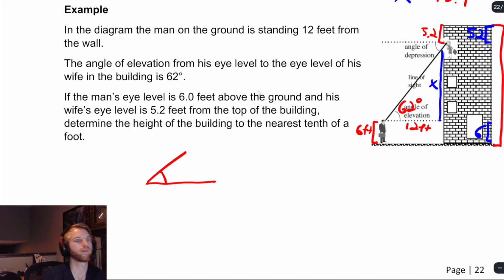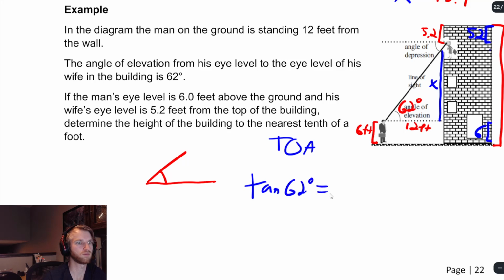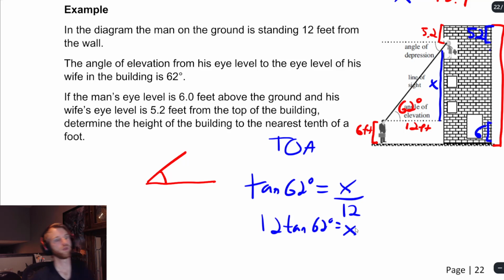So we have our opposite and adjacent side here. So we're going to use tangent because that's our TOA. We'll say tan of 62 degrees is equal to opposite over adjacent. Our opposite side was x. Our adjacent side is 12. And to solve for x, I'm going to move the 12 up here to get 12 tan 62 degrees is equal to x.